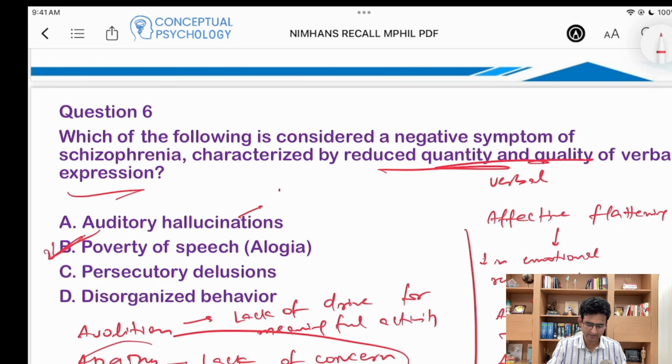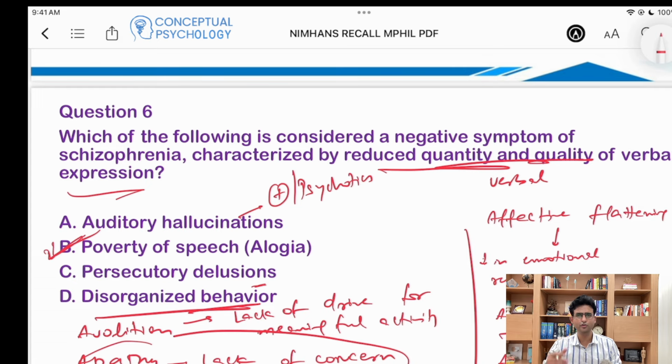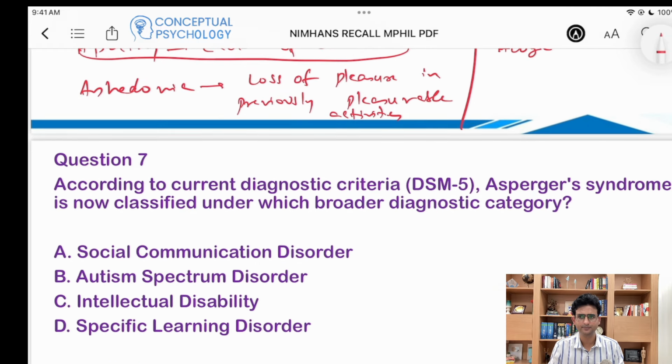Auditory hallucinations are considered positive or psychotic symptoms. Delusions, of course, are positive or psychotic symptoms. So we have got hallucinations and delusions as psychotic symptoms. Disorganized behavior is, of course, a disorganization symptom, and alogia is a negative symptom. Negative symptoms are more often asked in the exams.